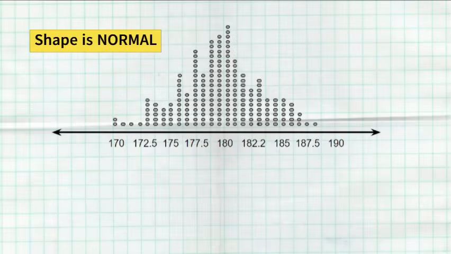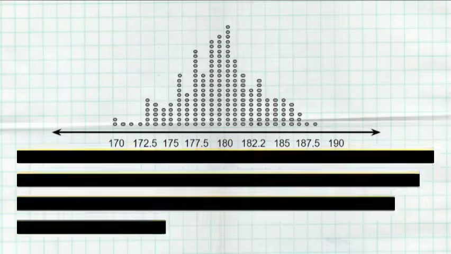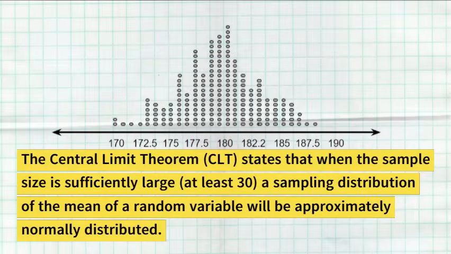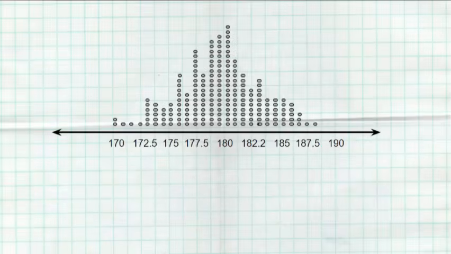This is where the central limit theorem, or CLT to abbreviate it, comes into play. The central limit theorem says that when the sample size is sufficiently large, at least 30, a sampling distribution of the mean will be approximately normal. So regardless of what the population of all values looks like, the sampling distribution of the mean will be normal if the sample size is 30 or larger.